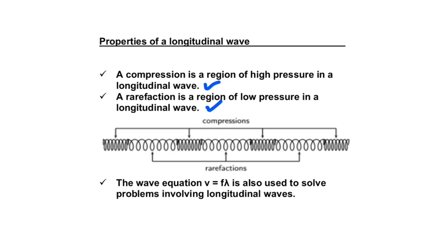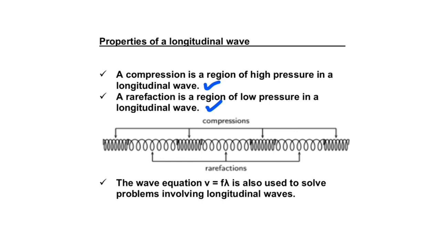You can clearly see that these points, or the region rather, where the particles are close to each other, we call that a compression. It's a region of high pressure, while a region of low pressure is referred to as a rarefaction, clearly indicated on our sketch. So those are some of the properties of a longitudinal wave. The same wave equation we were using with transverse waves also applies to longitudinal waves.